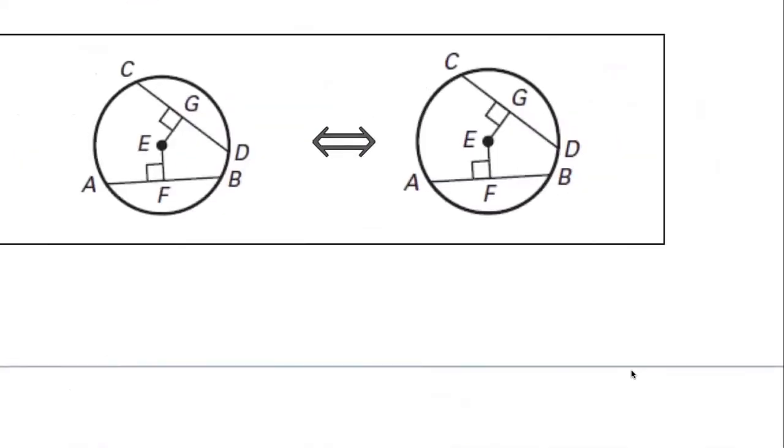Okay, so in this diagram, these chords are congruent if and only if, remember it goes both directions, if and only if the segments here are the same. Okay, so if these chords are congruent, then the little segments there are the same.